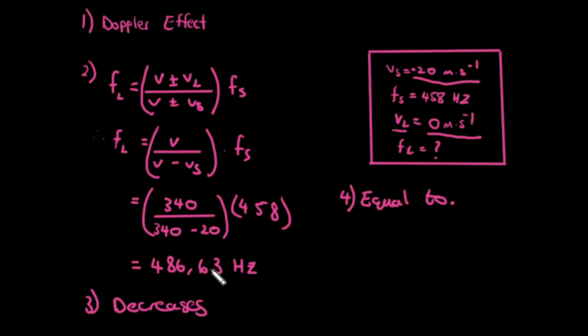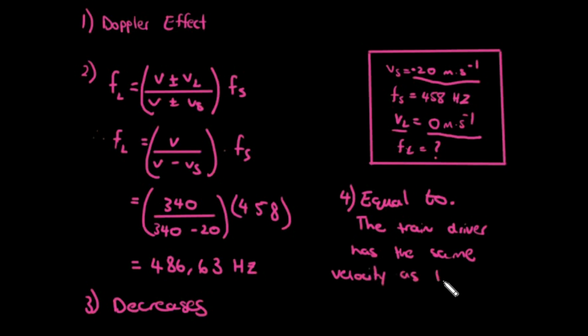The reason we give is: the train driver has the same velocity as the whistle. Because he's driving the train, he's going at the same speed as the train. And that is 1, 2, 3, 4 questions answered. Just like that, easy peasy.